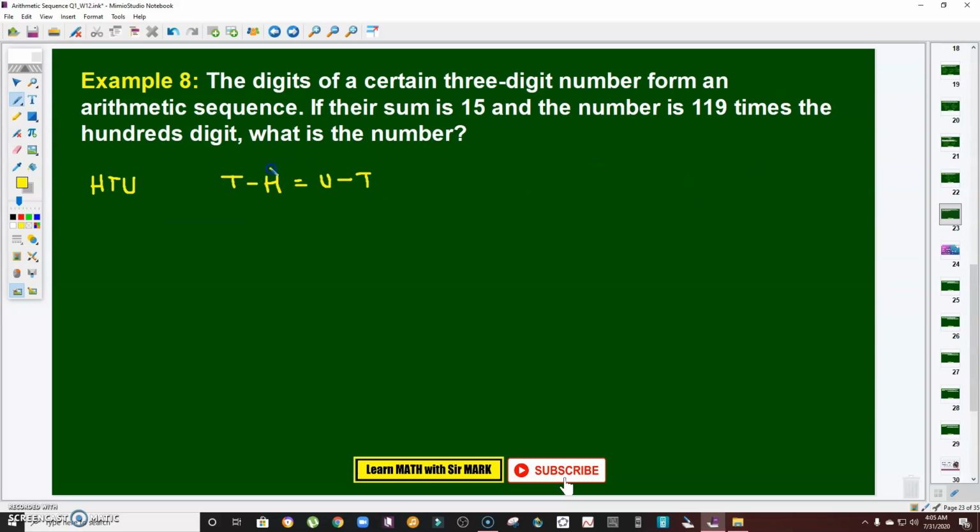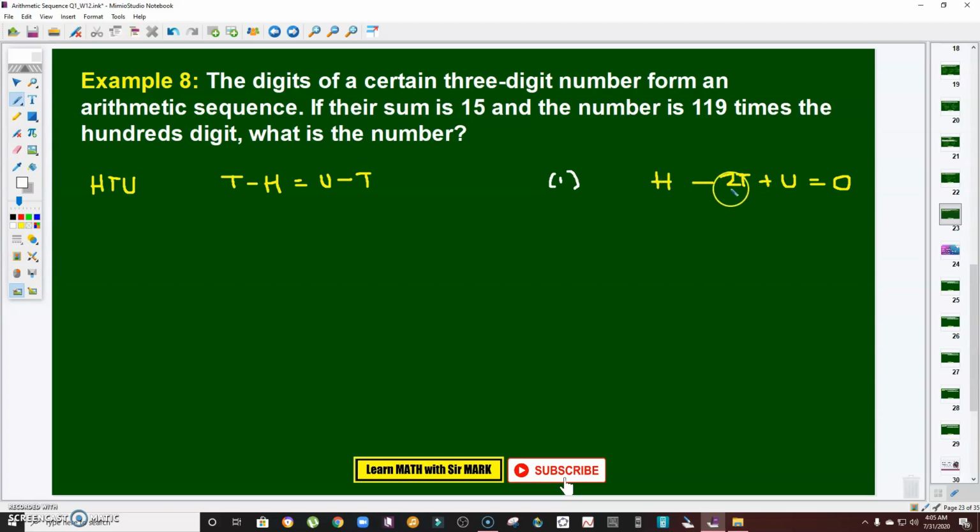What I'm going to do here is transpose H to the right side. That will become positive H. And then the positive T, if I transpose it to the right side, will be negative 2T, plus U. Then, since I transposed T minus H to the right side, what will be left here is 0. Clear? So this will be my equation number 1. Observe, guys.